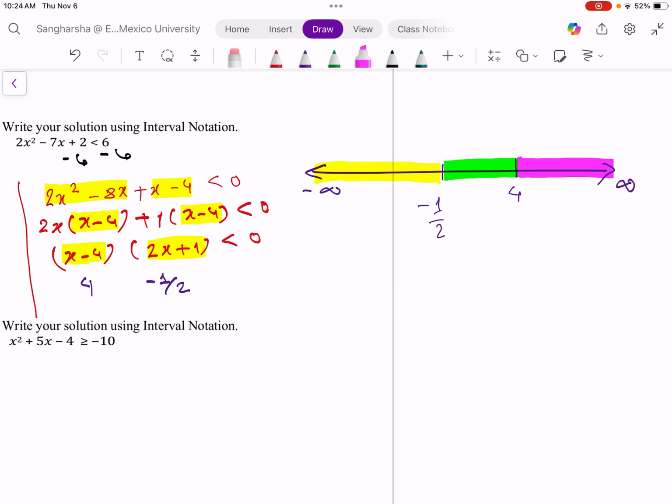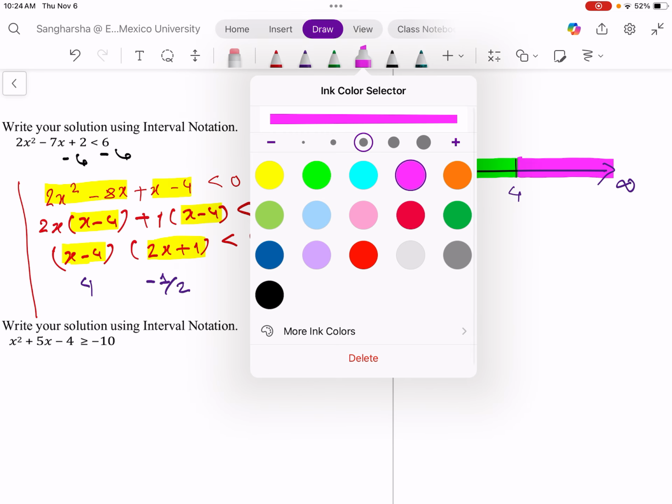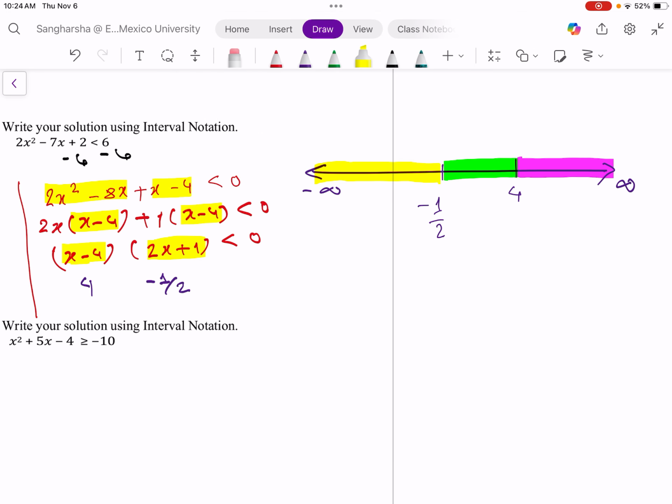Now, before you check the intervals, you have to check these real zeros. Are these two solutions for our inequality? It depends on our inequality sign. So there is no equals to, which means these two are not solutions. So open circle, open circle. This is our polynomial inequality. Okay, so we have a strictly less than sign, which means open circles for these zeros.